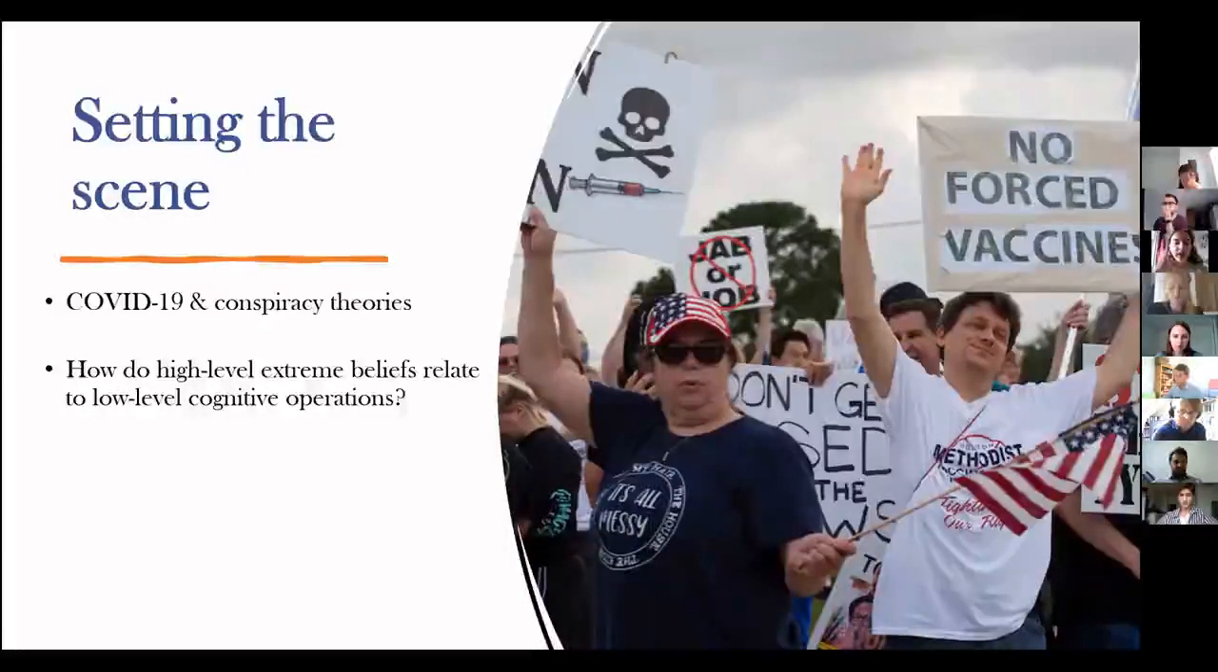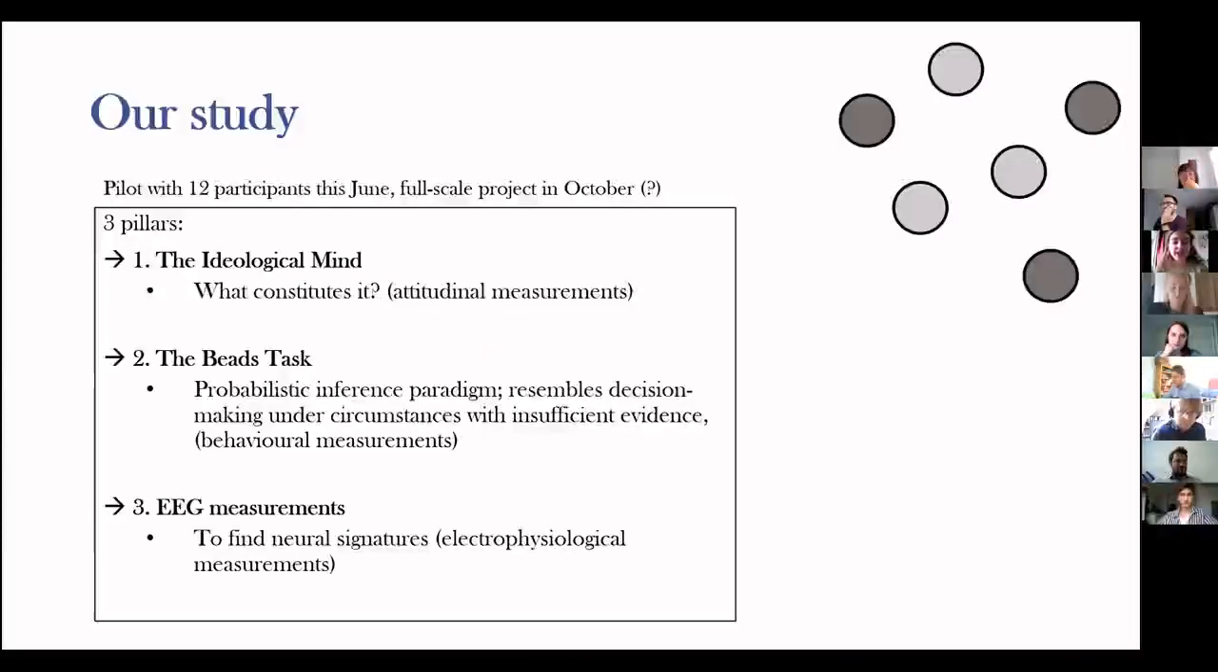In the framework we use, we theorize that lower-level operations map on higher-level concepts like political beliefs and ideologies. But also, in turn, ideologies, we think, can steer emotion and cognition. So there is a bidirectional relationship. So we are wondering, do people with an ideological mind show neural differences in evidence processing and decision-making? And this would point to support for the idea that lower-level cognitive operations are related to higher-level beliefs.